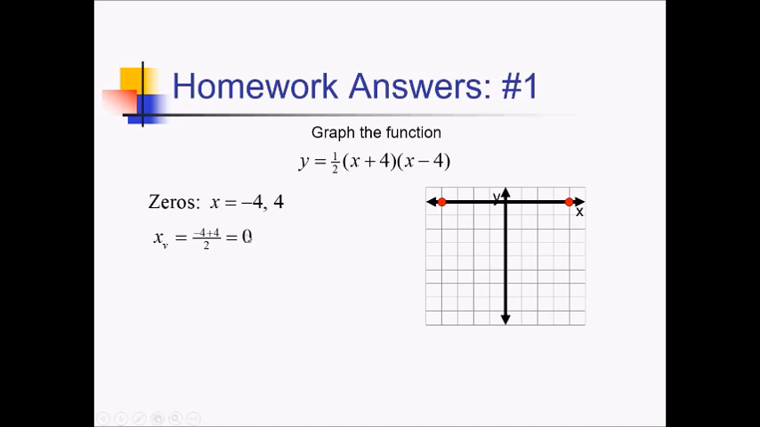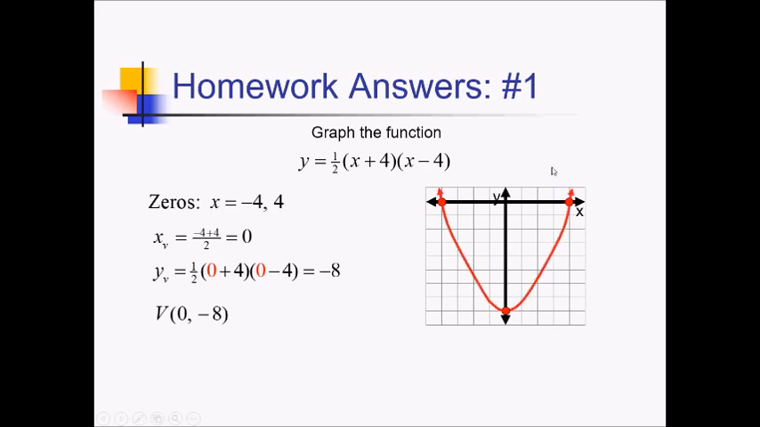And then I'll just plug that into the original equation to get the y value of the vertex. So plugging in 0, I've got +4 times -4, which is -16, times this 1/2 in the beginning here, so that's -8. That gives me a vertex of 0, -8. So that's going to be 0, -8 down here, and then just graph the parabola through those 3 points.